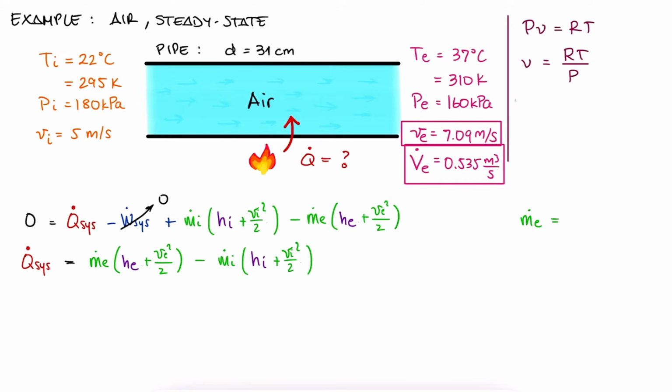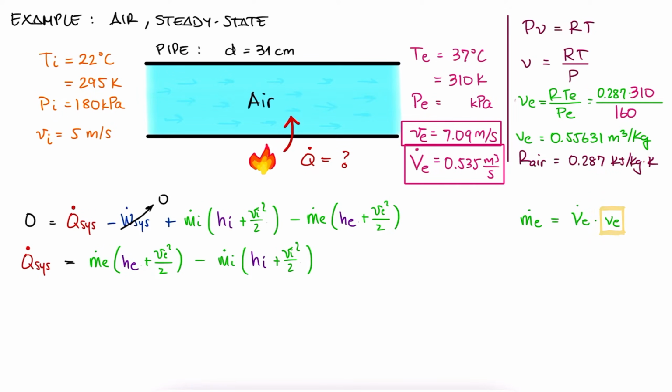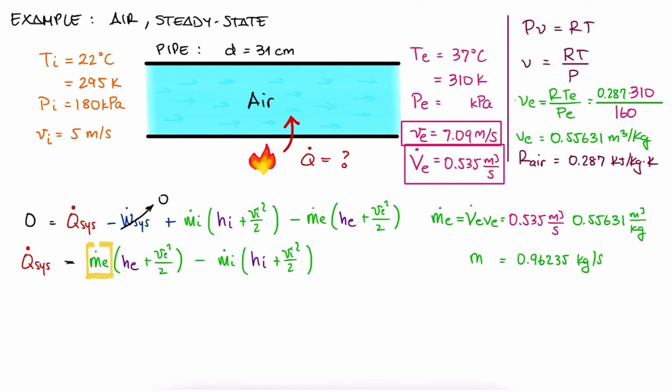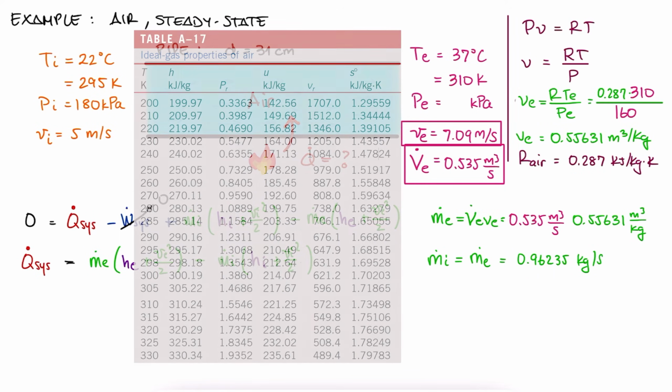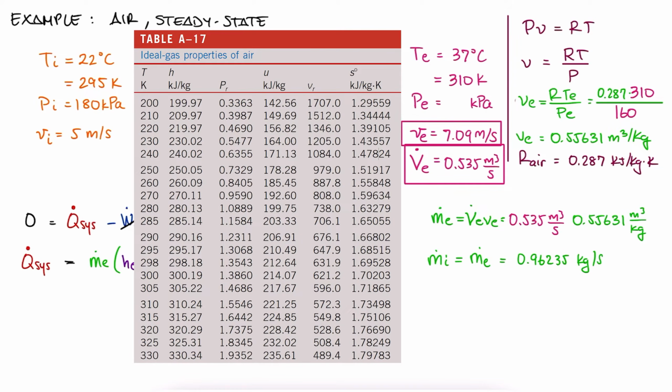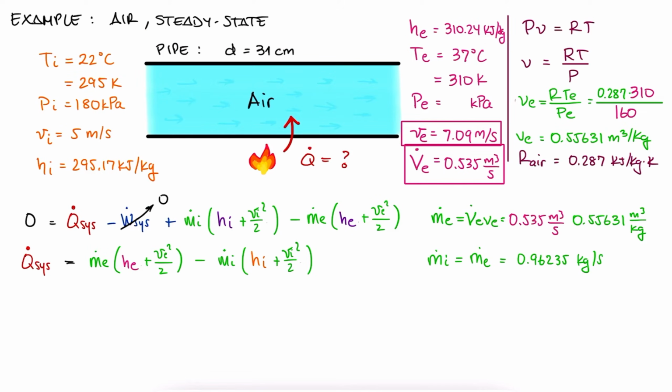The mass flow rate can easily be calculated because we already have the volumetric flow rate for the exit, and we can quickly calculate the specific volume at the exit. And this value is the same for the outlet and the inlet, like we stated earlier. And by looking up a table for the ideal gas properties of air, we can find the specific enthalpy of air at 295 Kelvin and the specific enthalpy at 310 Kelvin. That is the specific enthalpy at the entrance and at the exit respectively.